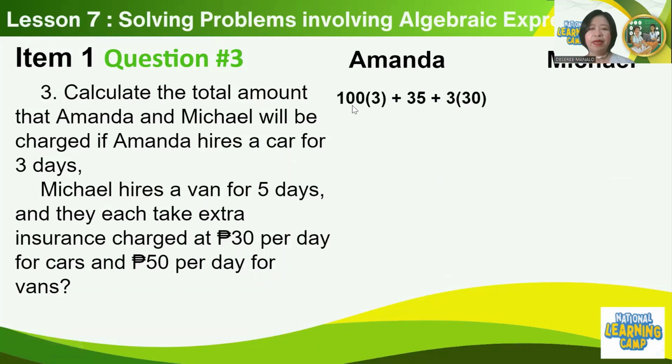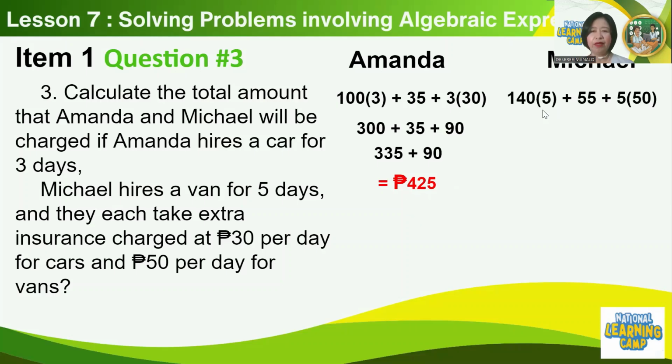So, for Amanda, using the formula a while ago, it is 100D plus 35. So we have 100 times 3 since they will hire for 3 days, plus 35, plus 3 times 30. Why 30? Because the insurance per day is 30 pesos. And then we will have 100 times 3 is 300, bring down 35, and 3 times 30 is 90. So 300 plus 35 is 335, plus 90, total of 425 pesos for Amanda.